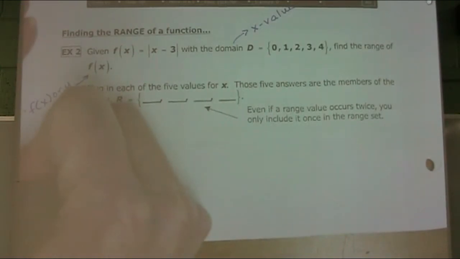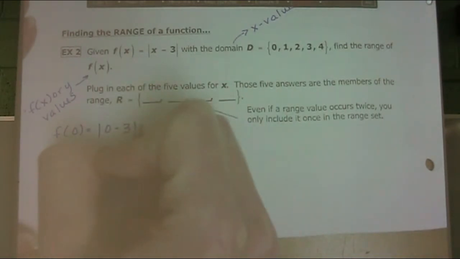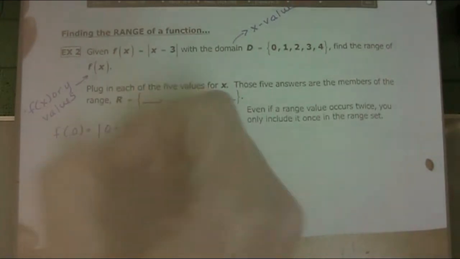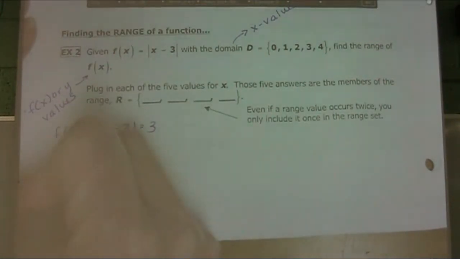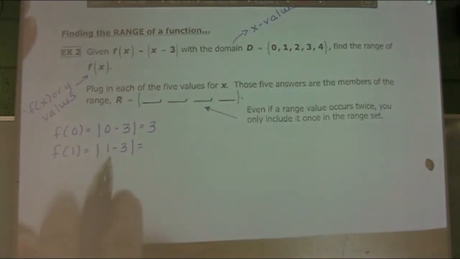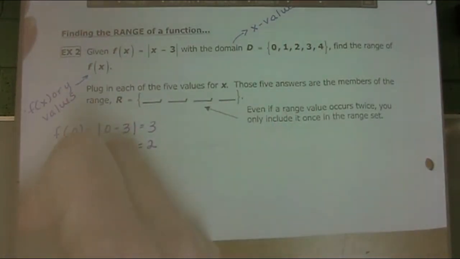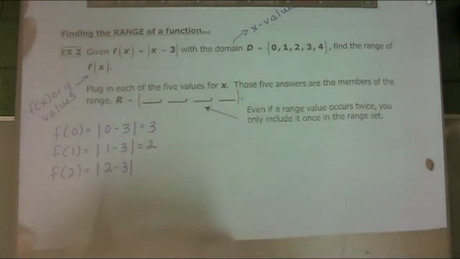So we have f of 0 equals the absolute value of 0 minus 3, which is the absolute value of negative 3, which is 3. F of 1 is the absolute value of 1 minus 3, which is the absolute value of negative 2, which is 2. F of 2 equals the absolute value of 2 minus 3, which is the absolute value of negative 1, which is 1.